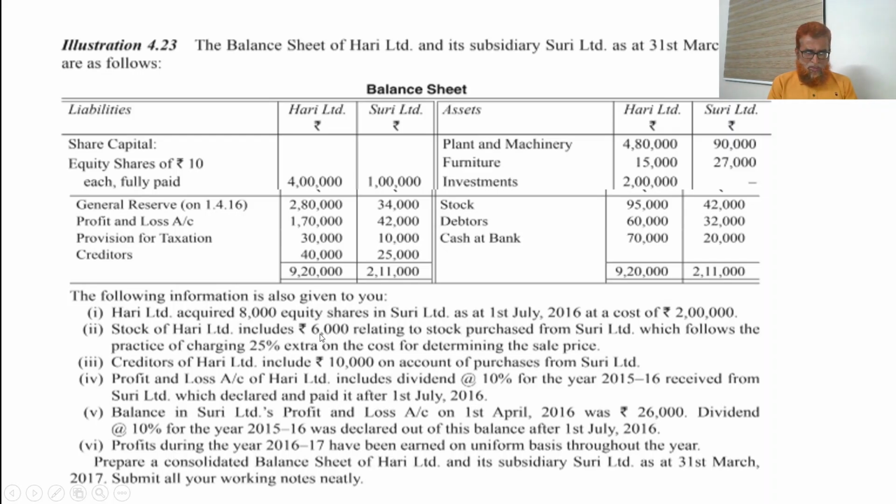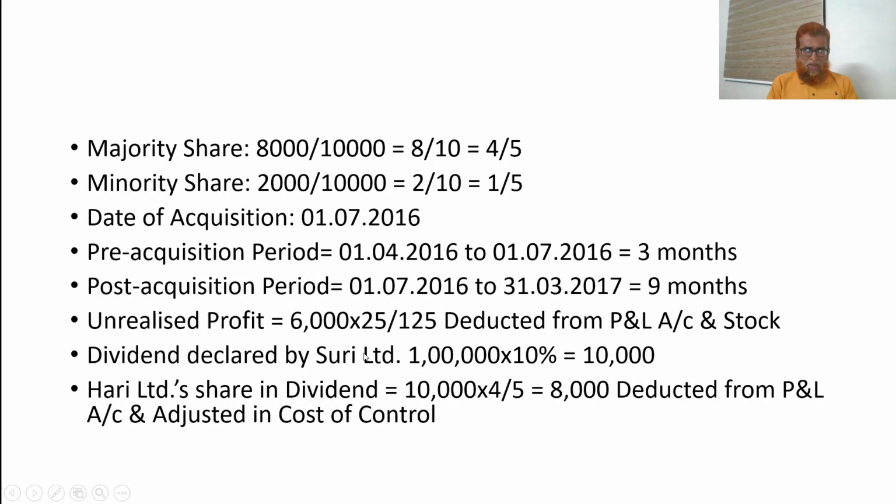Then, stock of Hari Limited includes 6,000 related to stock purchased from Suri Limited. The holding company's stock was purchased from the subsidiary company and the closing stock is 6,000, which follows the practice of 25% extra on the cost for determining the sales price. So this 6,000 rupees stock which is still in hand was purchased from Suri Limited, and this stock is in Hari Limited. And this 6,000 has unrealized profit. That percentage is 25% on cost, which is calculated here.